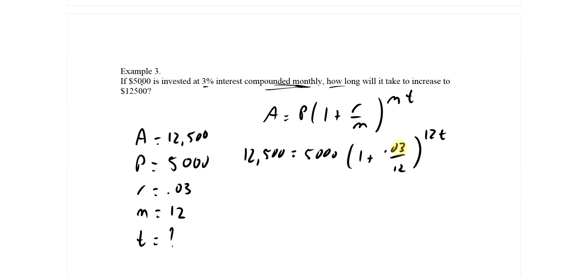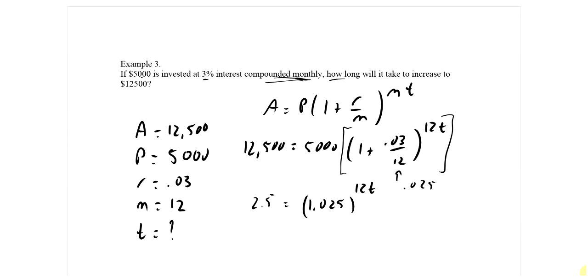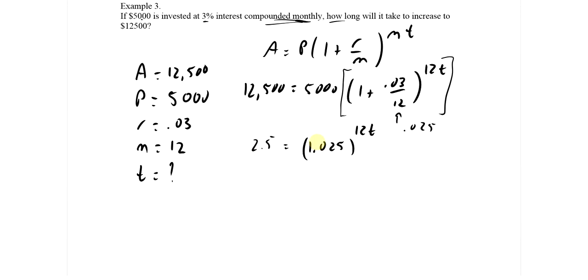So, again, we're looking for the variable in the exponent. We have to use the log rule. What we need to do is isolate that part, and we'll do that by dividing by the 5,000 first. And so that gives you 12,500 divided by 5,000, which is 2.5. 0.03 divided by 12, that is 0.025. So this thing inside the parentheses becomes 1.025, quantity to the 12t. And now we can solve for t.